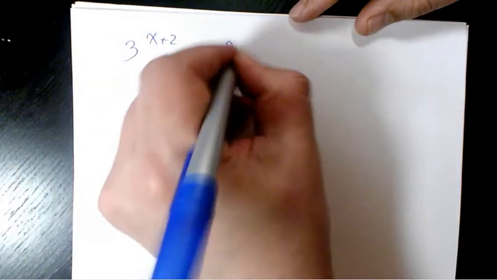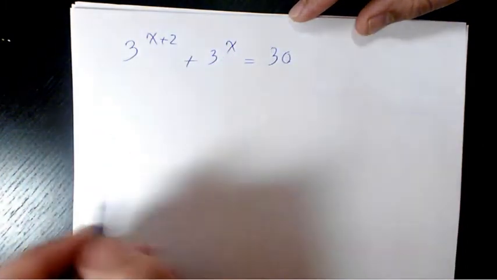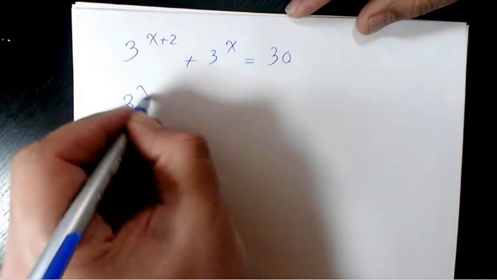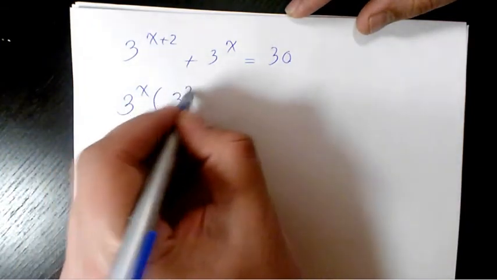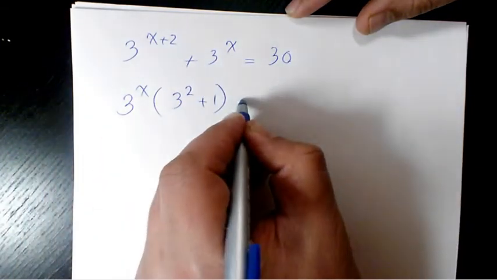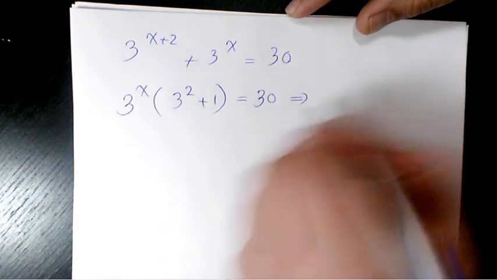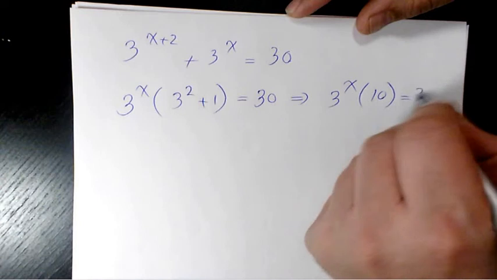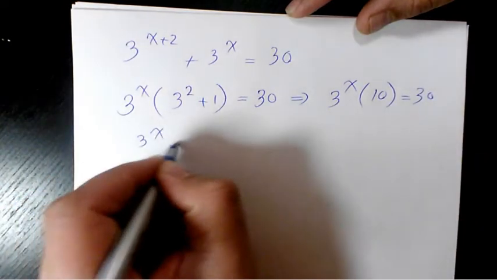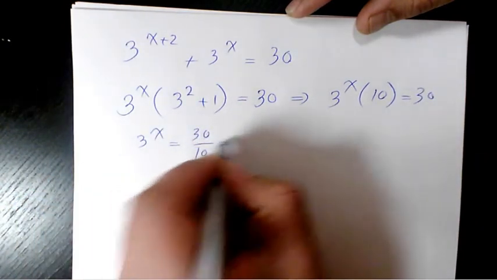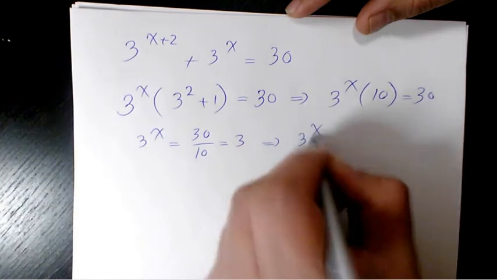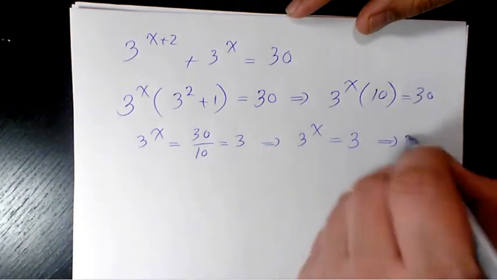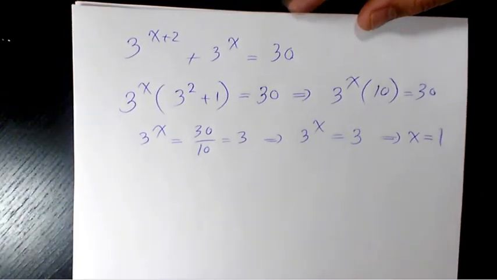Next example. 3^(x+2) + 3^x = 30. So I'm going to factor 3^x. We're going to have 3^x(3^2 + 1) = 30, which means 3^x times (9 + 1), which is 10, equals 30. So 3^x is 30 divided by 10, which is equal to 3. So 3^x = 3, which means x = 1.